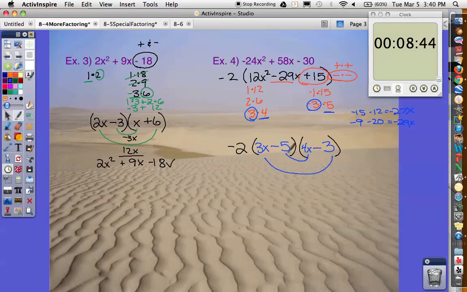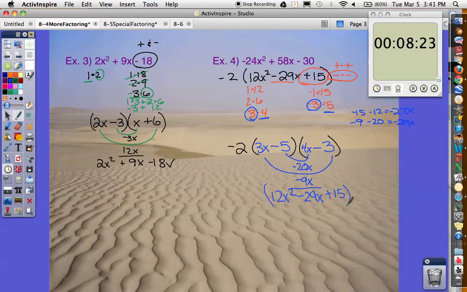Let's check our inside and outside terms. This would give me negative 20x. This would give me negative 9x. Altogether, that gives me a negative 29x. First term, 3x times 4x is 12x squared. Check that just in case. And then minus 5 and minus 3 is a positive 15.